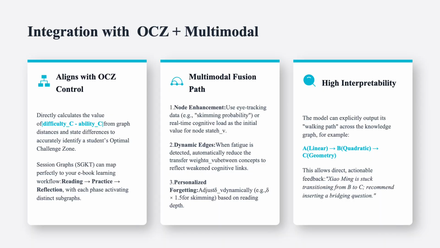These new graph models are a perfect fit for your research. Their structure allows for a direct calculation of the distance to the optimal challenge zone. Session graphs can be aligned with different learning activities in your ebook data. Integrating your multimodal data is straightforward. You can use eye tracking features to initialize node states, adjust edge weights based on fatigue, or personalize the forgetting rate based on reading depth. Most importantly, these models are highly interpretable. You can literally see the path the model takes through the knowledge graph, providing actionable insights for teachers and students.